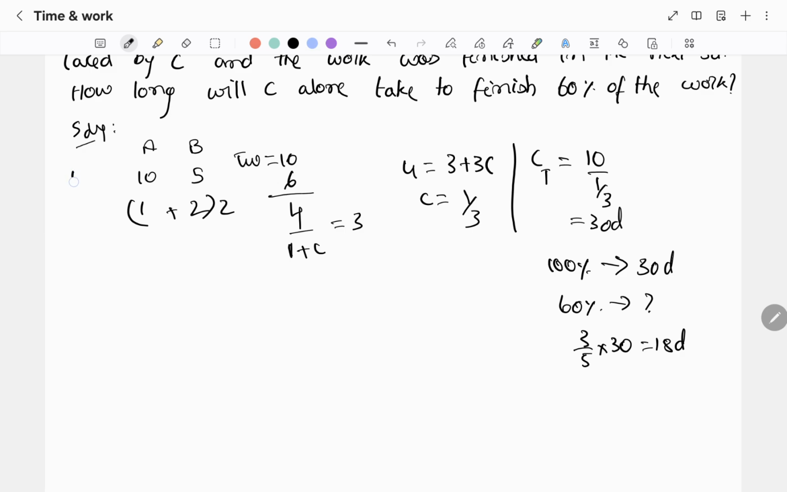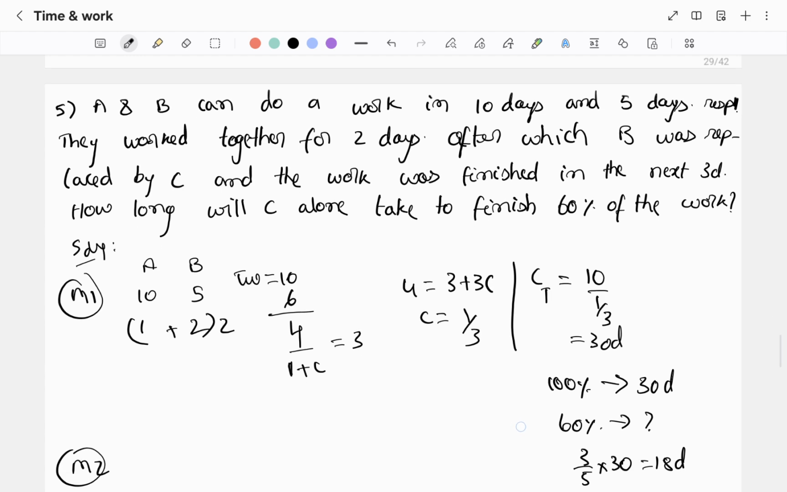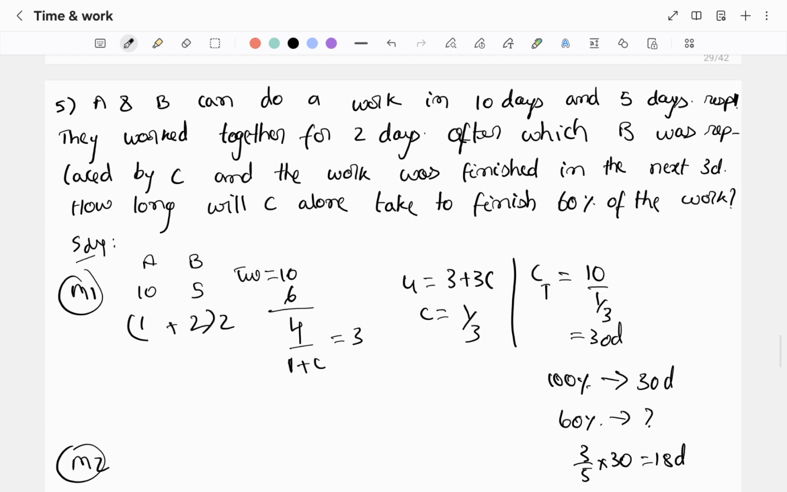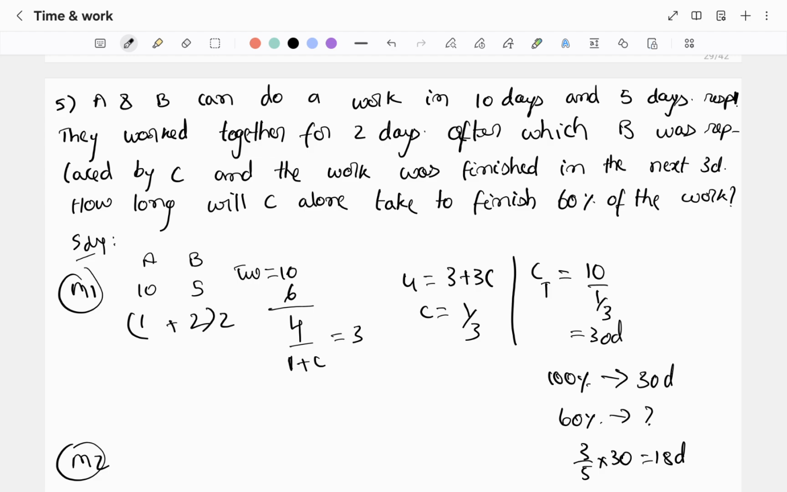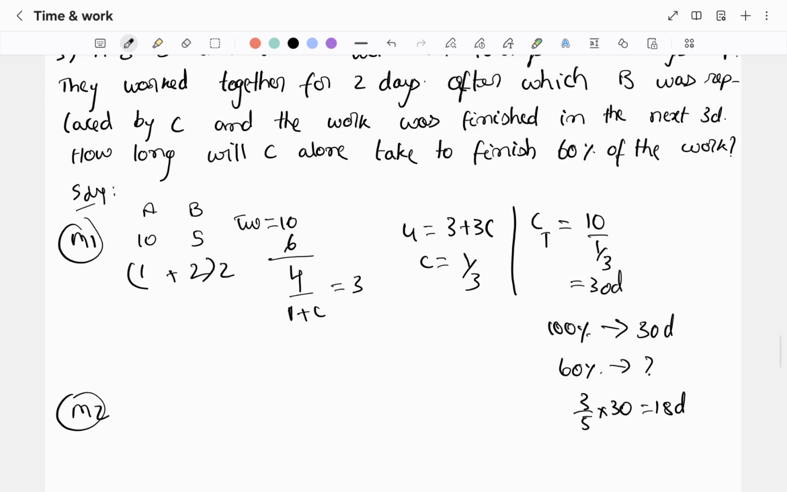Now another method. Method 1 and method 2. How many days did A work in total? First 2 days. See this? A can complete the entire work in 10 days. The given question says that A worked with B and C. With B it worked for 2 days and A worked with C for 3 days. So in total it worked for 5 days out of 10.